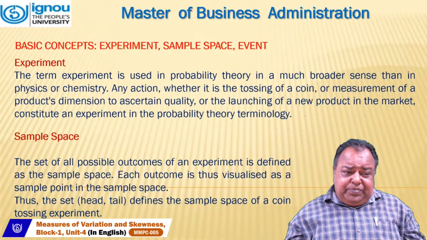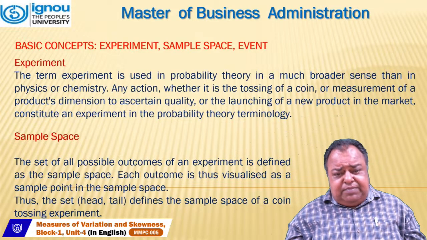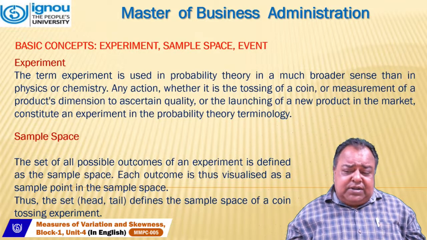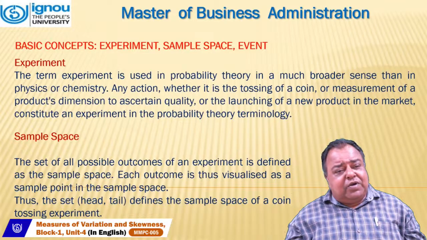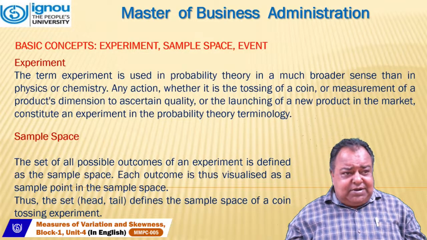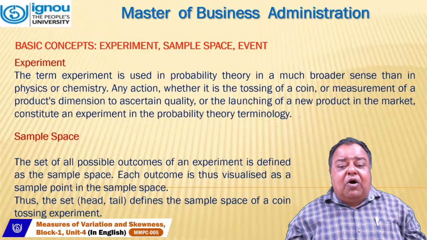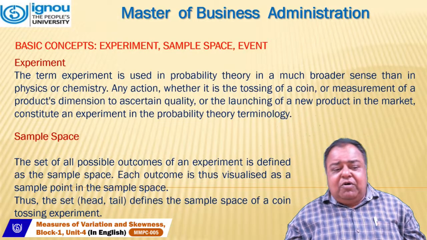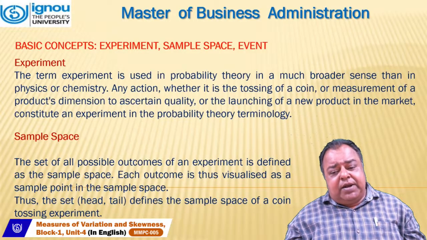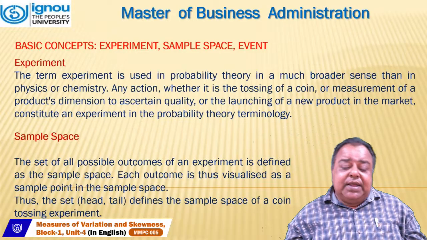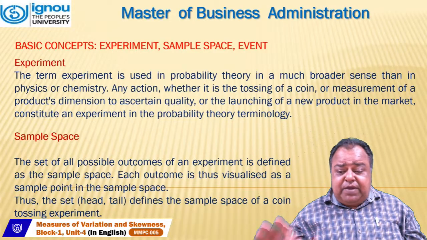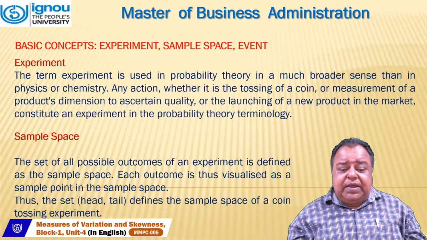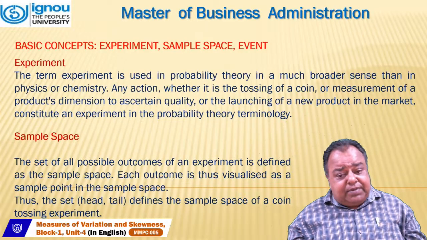What is an experiment? The term experiment is used in probability theory in a much broader sense than in physics or chemistry. Any action, whether it is tossing of a coin, measurement of a product's damage to ascertain quality, or the launching of a new product in the market, constitutes an experiment in probability theory. Then comes sample space. The set of all possible outcomes of an experiment is defined as the sample space. Each outcome is thus visualized as a sample point in the sample space.